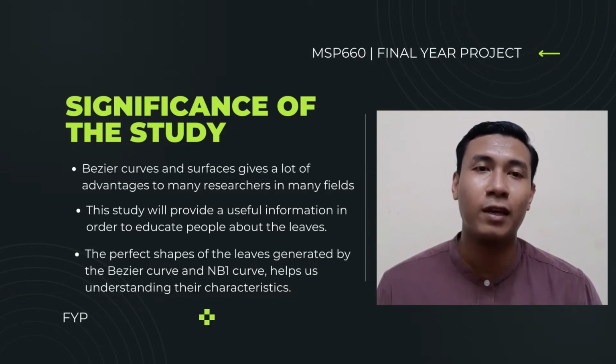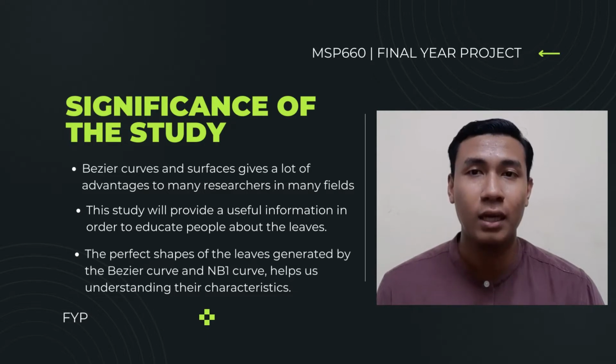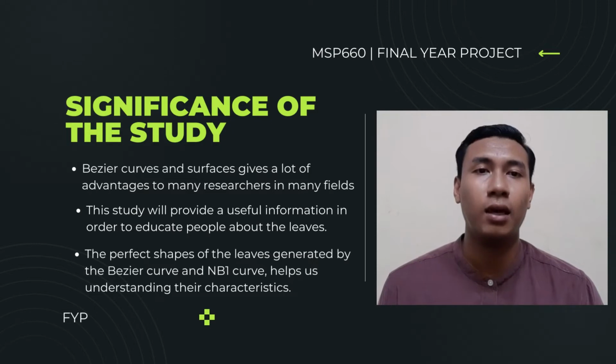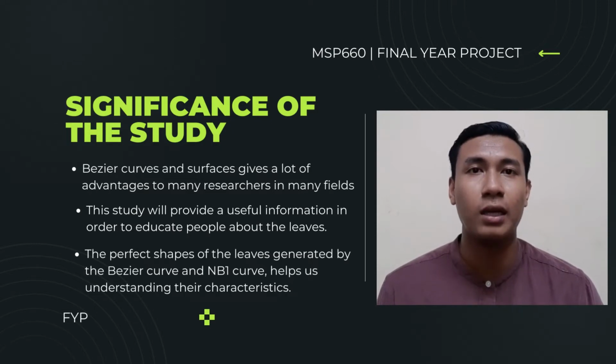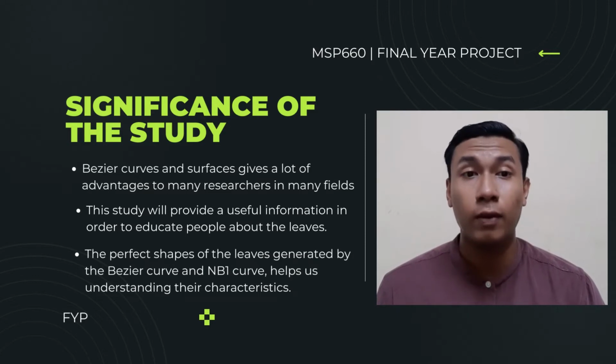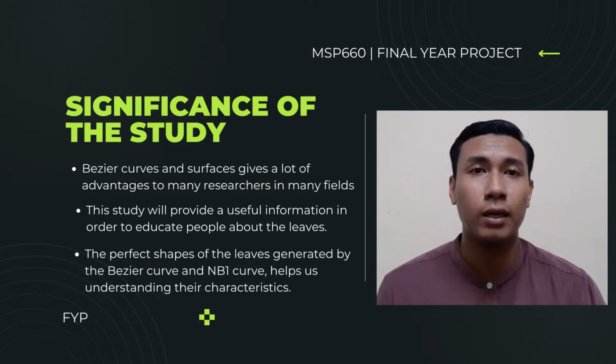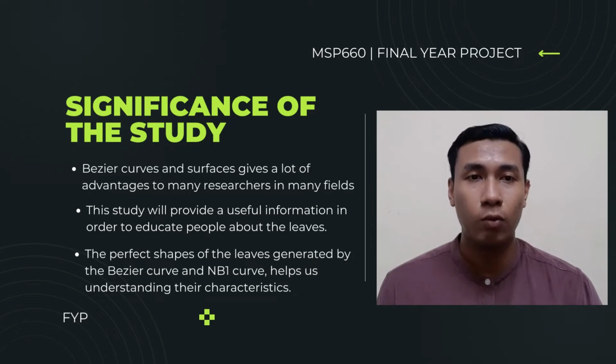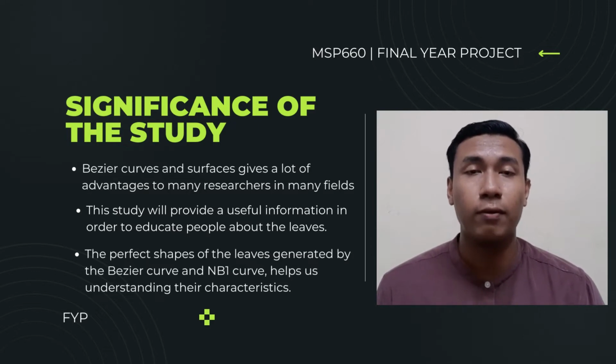So the significance of the study is basically about what we can give to people by doing our research. So Bezier curve and surfaces give a lot of advantages to many researchers in many fields. So this study will provide useful information in order to educate people about the leaf. Like I said before, the characteristic of the leaf, which is the thickness of the leaf, the size of the leaf, the surface of the leaf. We want to educate people and want people to know more about the leaf.